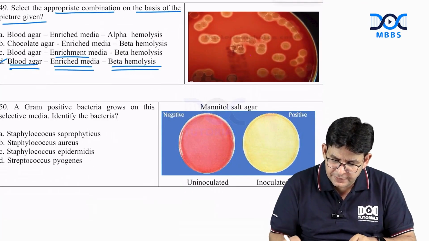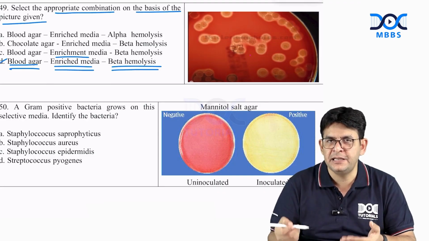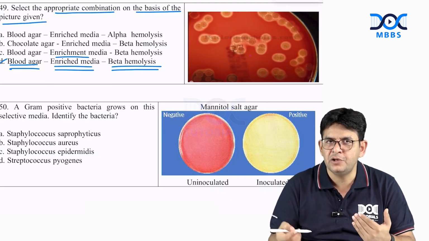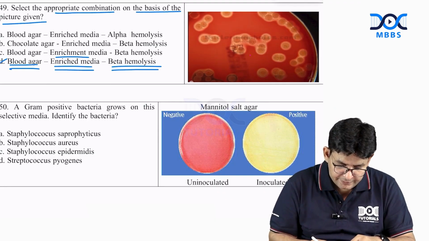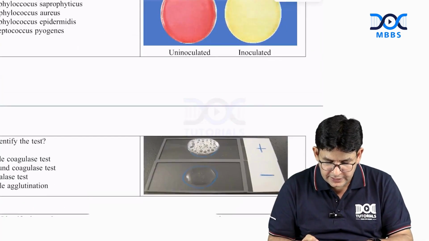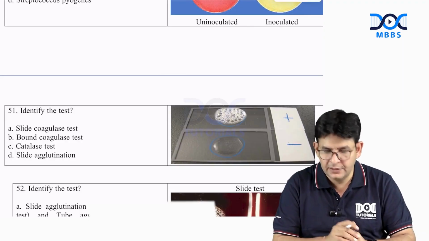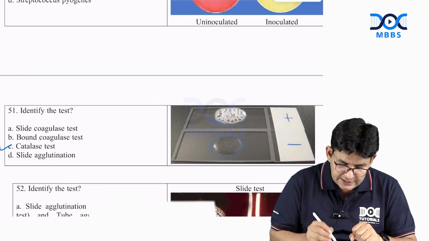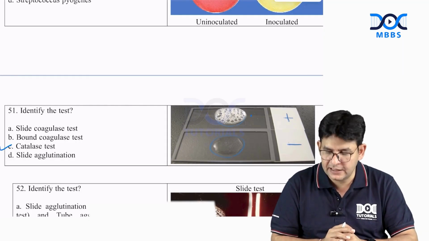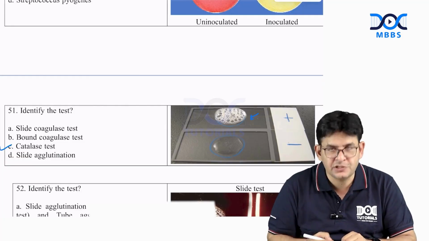And we just want to revise. Just now we have done this. This is the best selective media for Staph aureus, mannitol salt agar. And this is which test, guys? This is the catalase test with 3% H2O2.